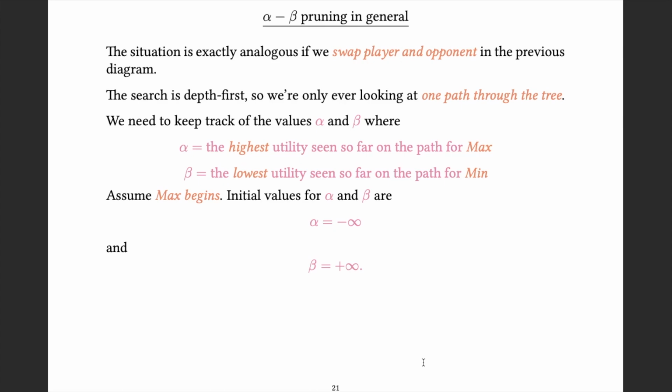Now all of this I've so far explained in terms of max's play, but of course there is an exactly analogous argument for min's play. It's just that max is trying to maximize and min is trying to minimize the outcome. So in fact we keep the parameter alpha, which is the highest thing that we've seen so far on the path that max can force, and we also keep track of beta, which is the lowest thing we've seen so far on the path that min can force. And those are initialized to -infinity and +infinity respectively.